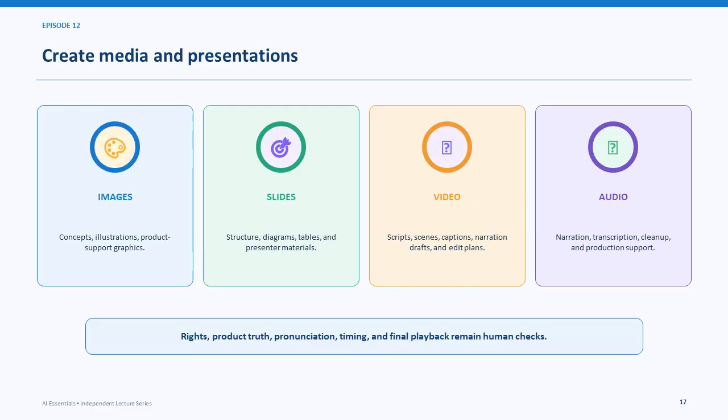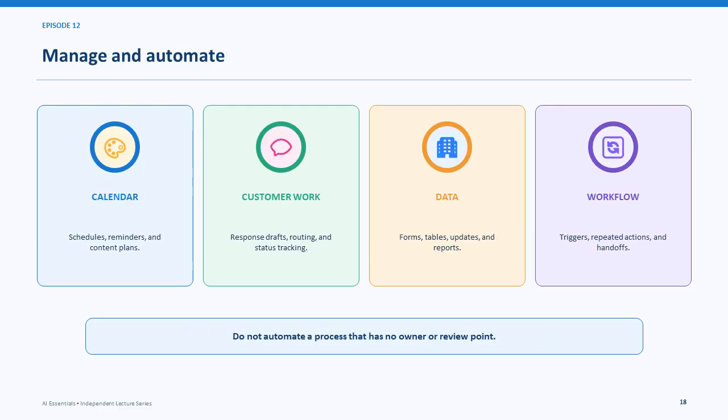Media and presentation tools create images, slides, video, and audio. Rights, product truth, pronunciation, timing, and final playback remain human checks. Management and automation tools support calendars, customer work, data, and workflows. Do not automate a process that has no owner, review point, or recovery plan.